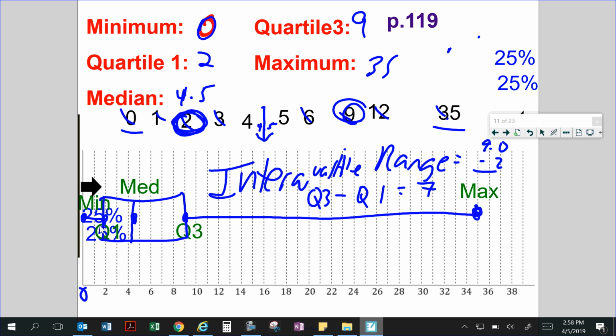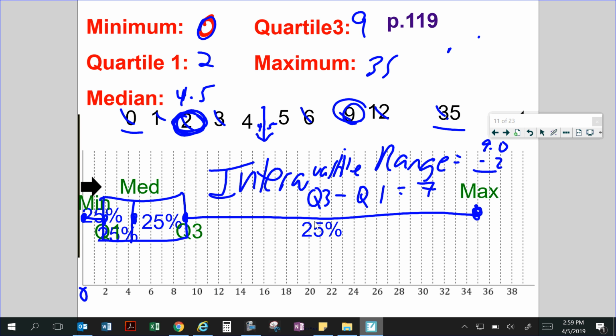25% goes from 2 to 4. That's another part, 1/4 of it. Another 1/4, it goes from 4.5 to 9. And the last 25% goes from 9 to 35. So 25%, 25%, 25%, 25% makes 100%.